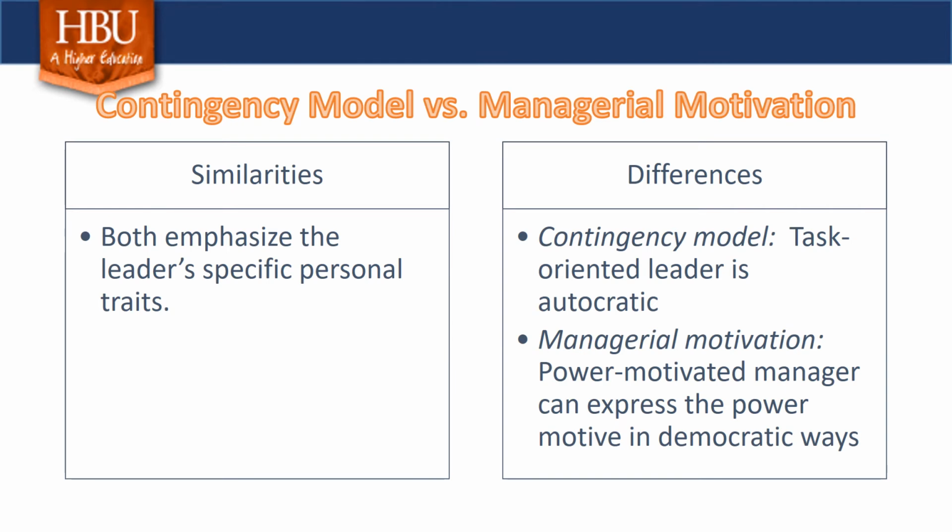Let's briefly compare our contingency model with our managerial motivation model. A key similarity is that they both emphasize the leader's specific personal traits. The difference is that our contingency model is task-oriented and the leader is often autocratic. In our managerial motivation model, power-motivated managers can express the power motive in democratic ways.